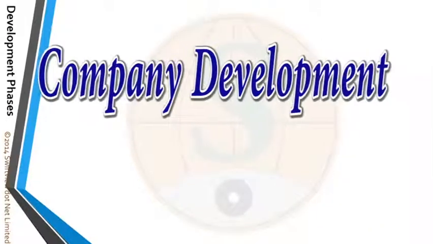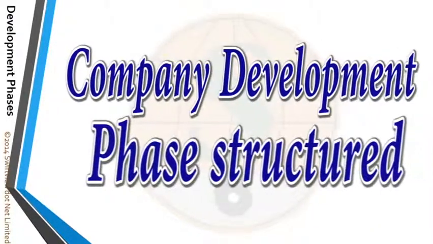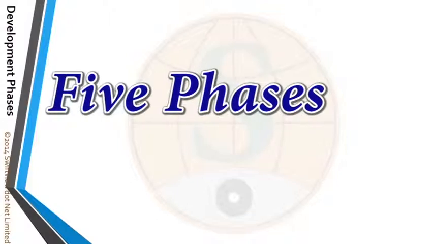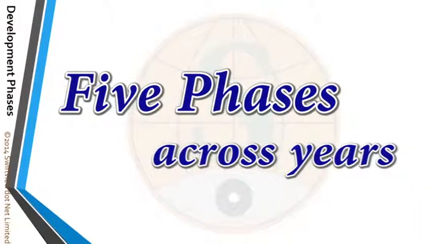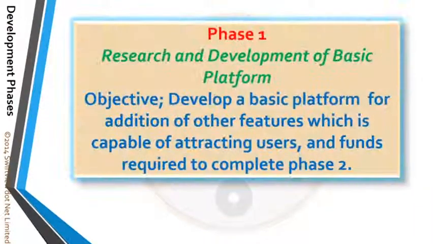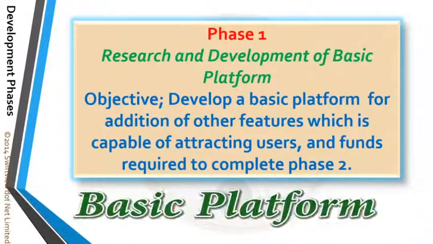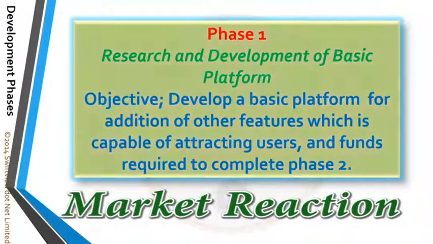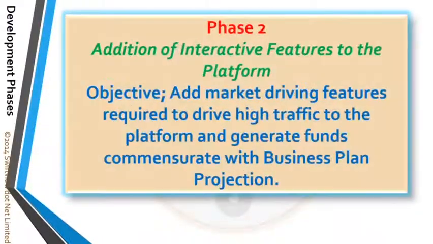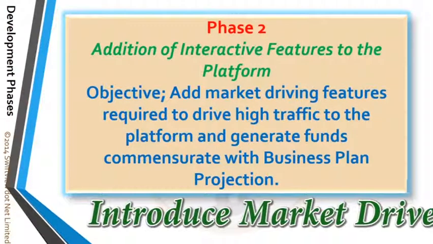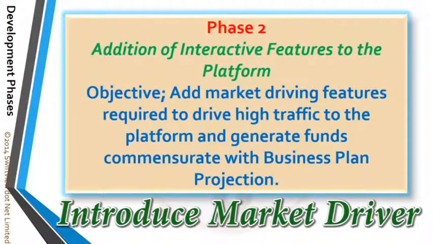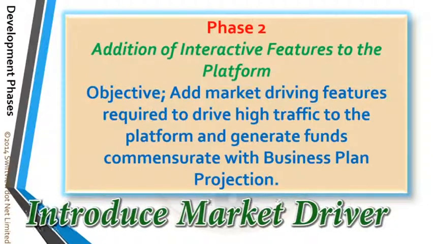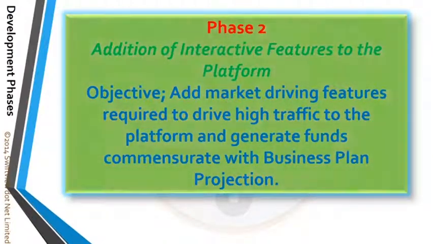Our company development is something we do phase by phase. We have about 5 phases which we have spread across years. In phase 1, we design the full business model, launch the basic platform and monitor the market reaction to it. In phase 2, we add market driving features to the basic platform and generate revenue commensurate with our projection. For us to initiate phase 2, we would have been satisfied with the performance of phase 1.